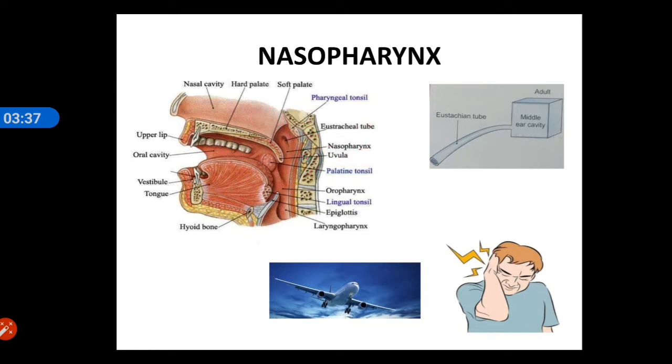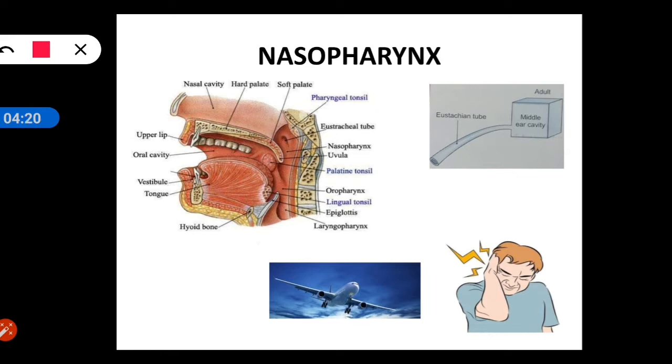Now, the feature of the roof and the posterior wall of the nasopharynx is this pharyngeal tonsil, which is present here. So that is the pharyngeal tonsil. So what is this pharyngeal tonsil? It is an aggregate of lymphatic tissue underneath the mucosa of the pharynx. Sometimes what happens is this pharyngeal tonsil gets enlarged when it is infected and thereby it obstructs the passage of air and such children are forced to breathe through the mouth. This pharyngeal tonsil is prominent in children and it atrophies in adults.